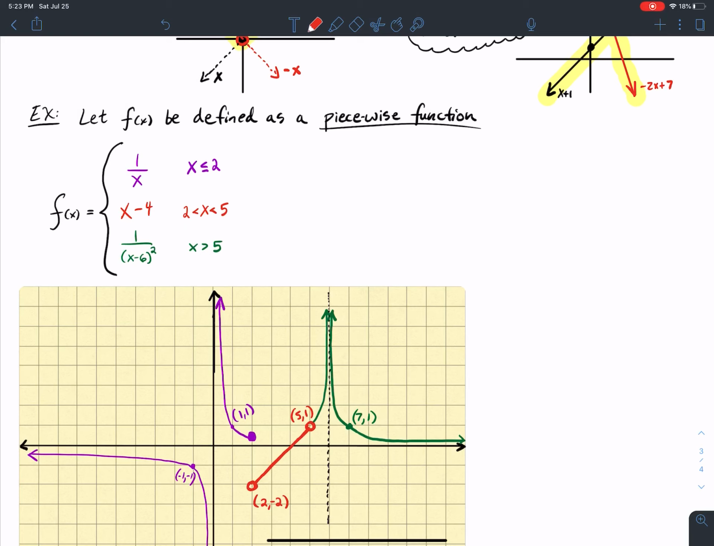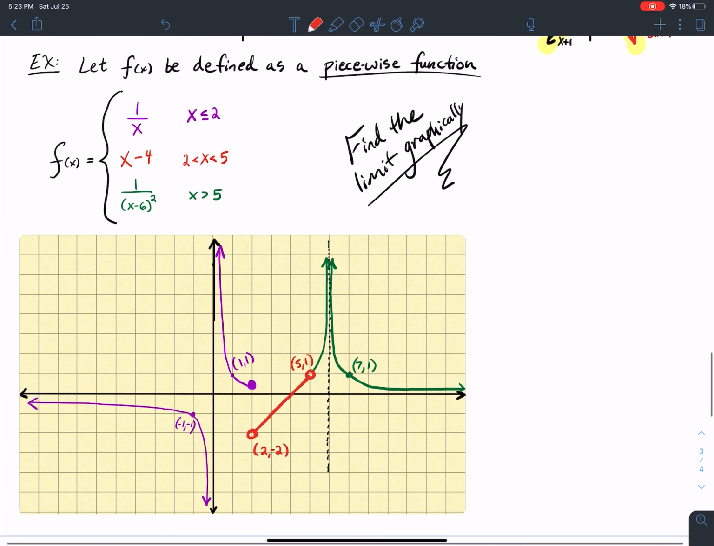So that's what that graph looks like, and it's only for x greater than 5. So x greater than 5 is going that way, okay? So greater than 5 kind of looks like that. And that's the green that makes up that. So what I want to do is find the limit graphically.